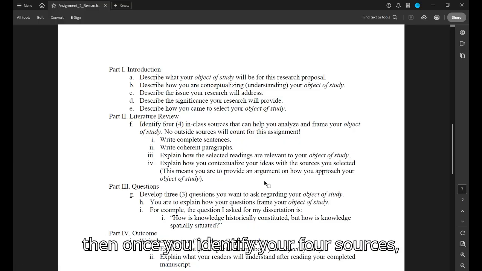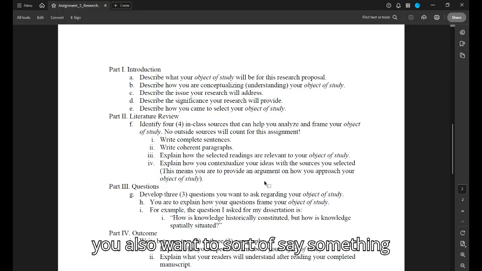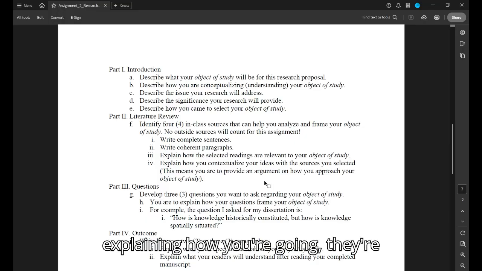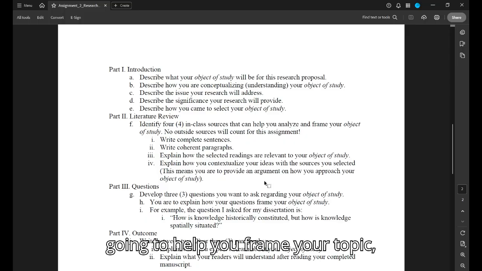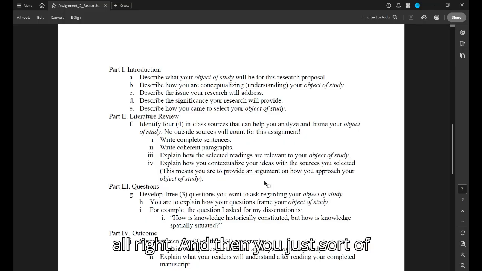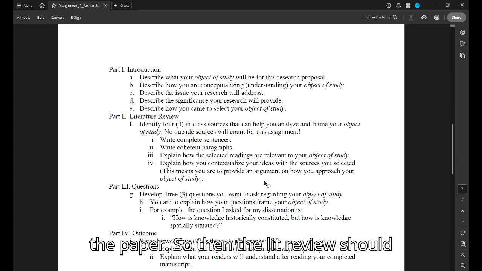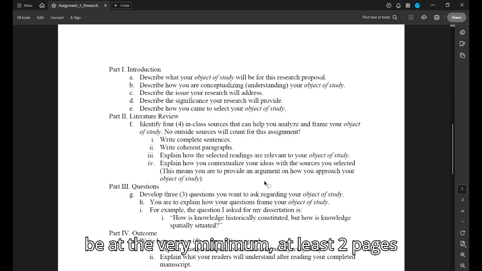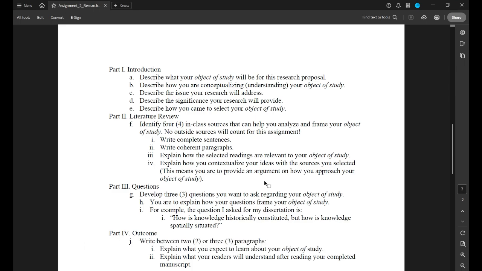So once you identify your four sources, you also want to say something explaining how they're going to help you frame your topic. And then you just write regular body paragraphs in the introduction and in the lit review, and the literature review is going to be the longest part of the paper. The lit review should be at the very minimum 2 pages, up to about 3 pages or so. When you include the introduction, the questions, and the outcome, that's going to get you to the 4 to 5 pages.